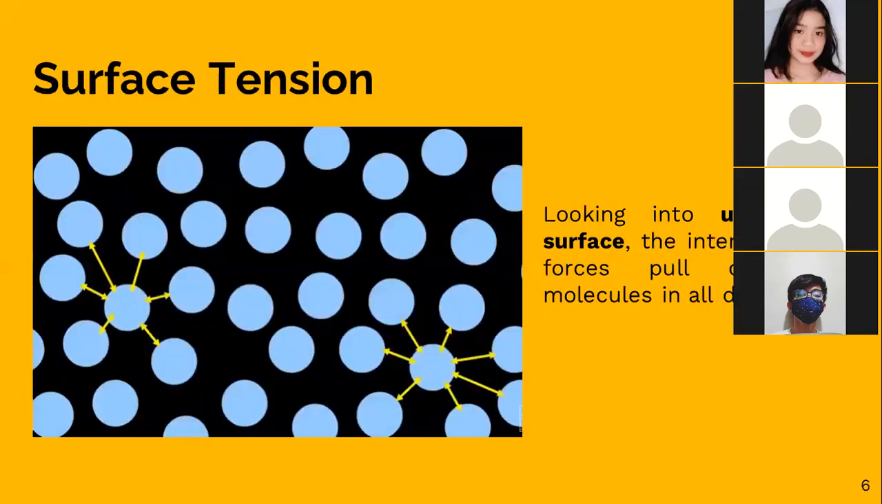So next. Surface tension. Looking under the surface, the intermolecular forces pull on each molecule in all directions. Before I explain this, one thing that you should focus on is the surface molecule. These blue circles at the top are our surface molecules. These are the molecules under the surface.